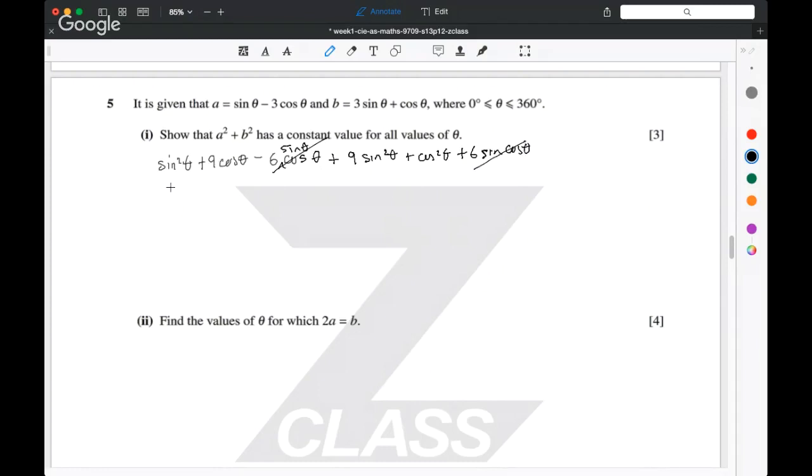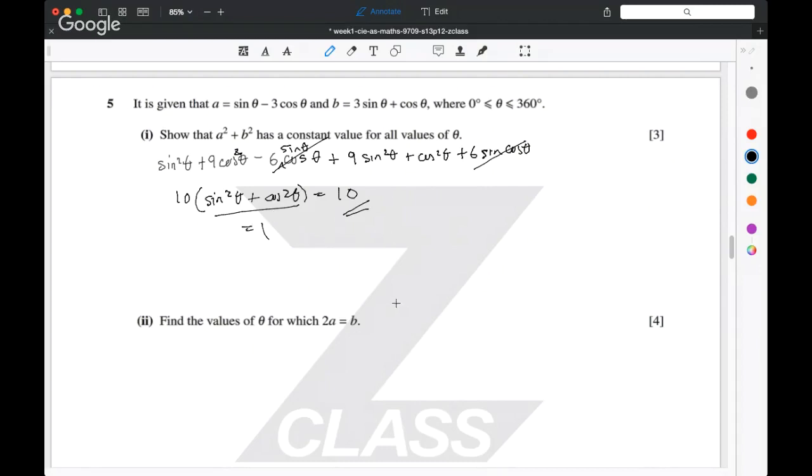And we get 9 sine squared theta plus sine squared theta is 10 sine squared theta. And there's 9 cosine squared theta plus cosine squared theta is also 10 cosine squared theta. And this is just equal to 10 because sine squared plus cosine squared is equal to 1. And that's the identity that you need to use. So you can see that this is constant. This is just a number. The theta dependence cancels out, and you just get a number.